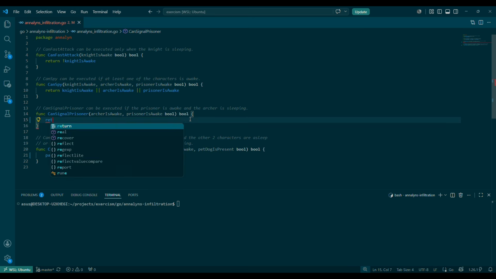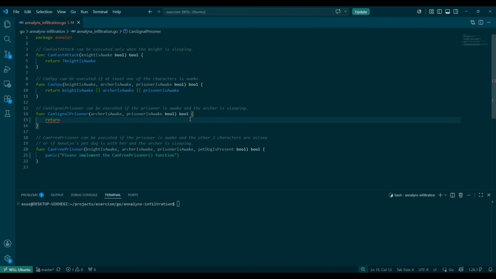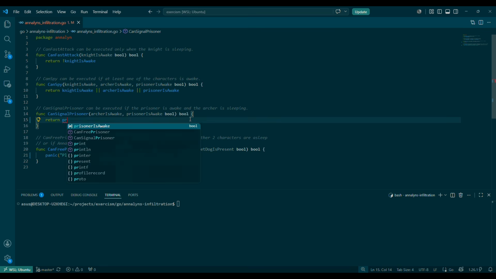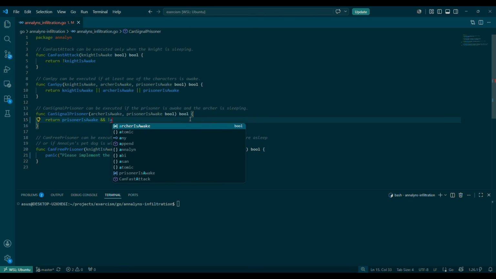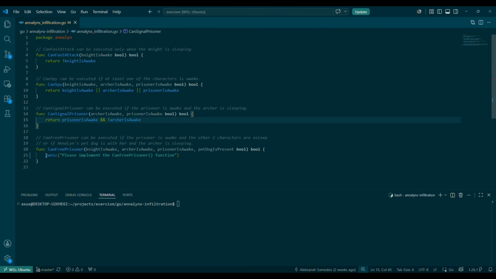The third function is can signal prisoner. Annalyn can signal the prisoner if the prisoner is awake and the archer is sleeping. Here, both conditions must be true, so we use the and operator. The expression is prisoner is awake and not archer is awake.